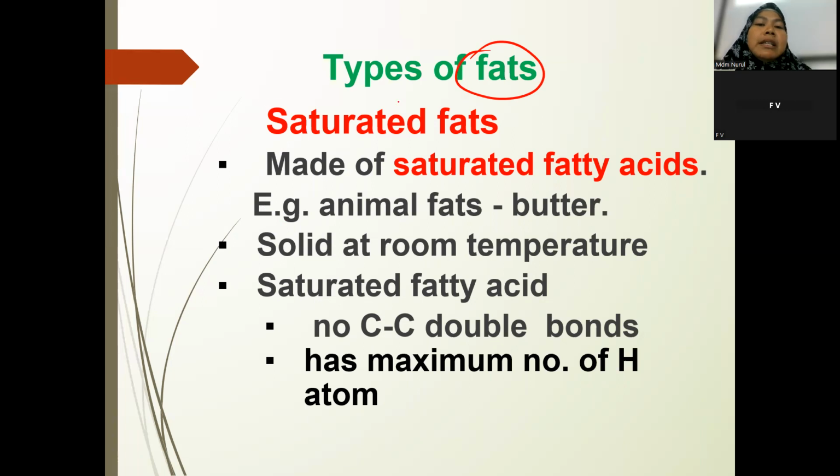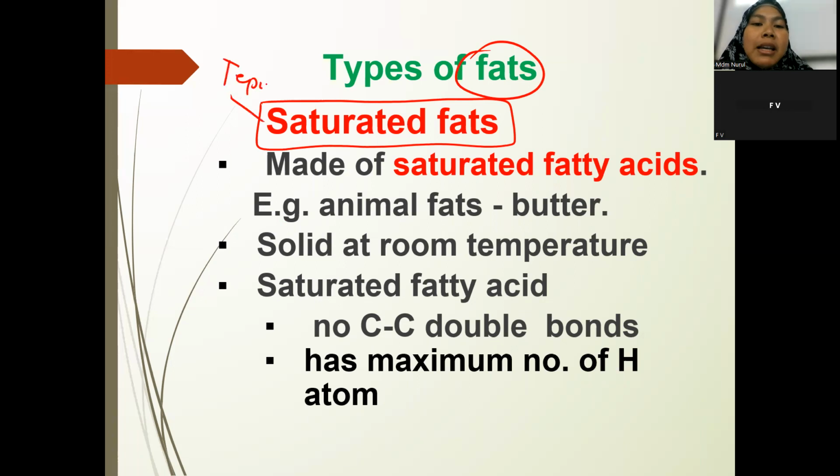Okay. Now we are going to explore more about the fat, which we are going to see the types of fat. Jenis-jenis lemak. So jenis-jenis lemak ada 2. Number 1, saturated fat. Bahasa Melayu, lemak tepu. Okay. Number 2 is unsaturated fat. Makna lemak tak tepu. Okay. Kenapa nama dia tepu? Kenapa nama dia tak tepu?